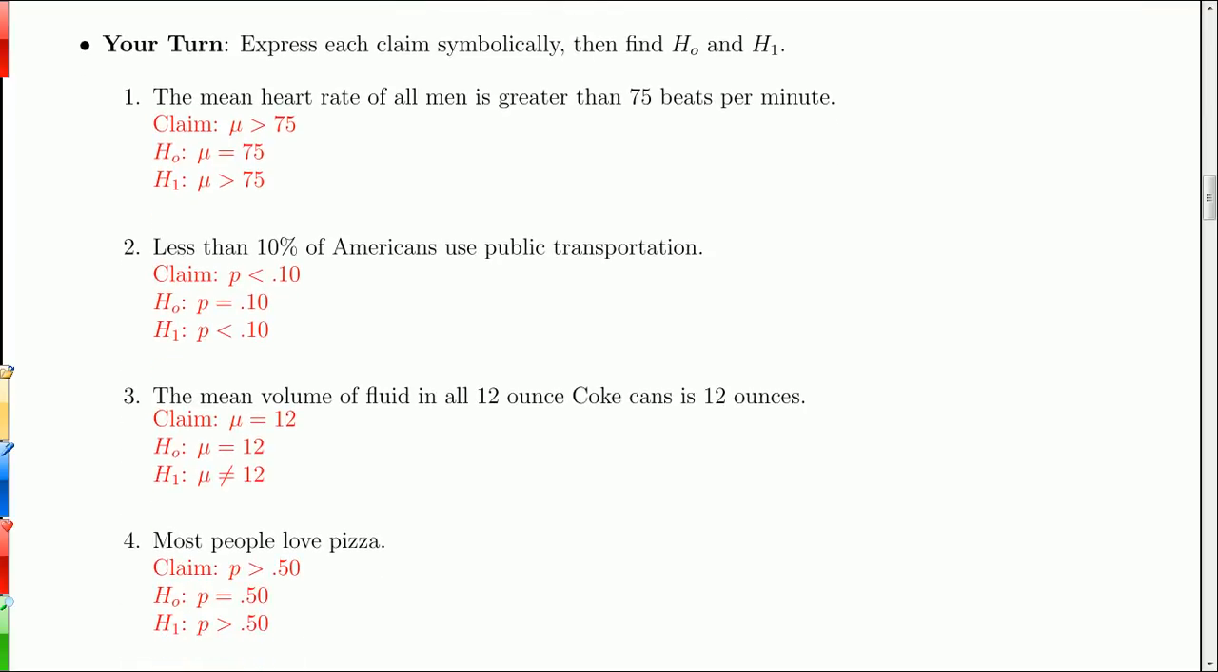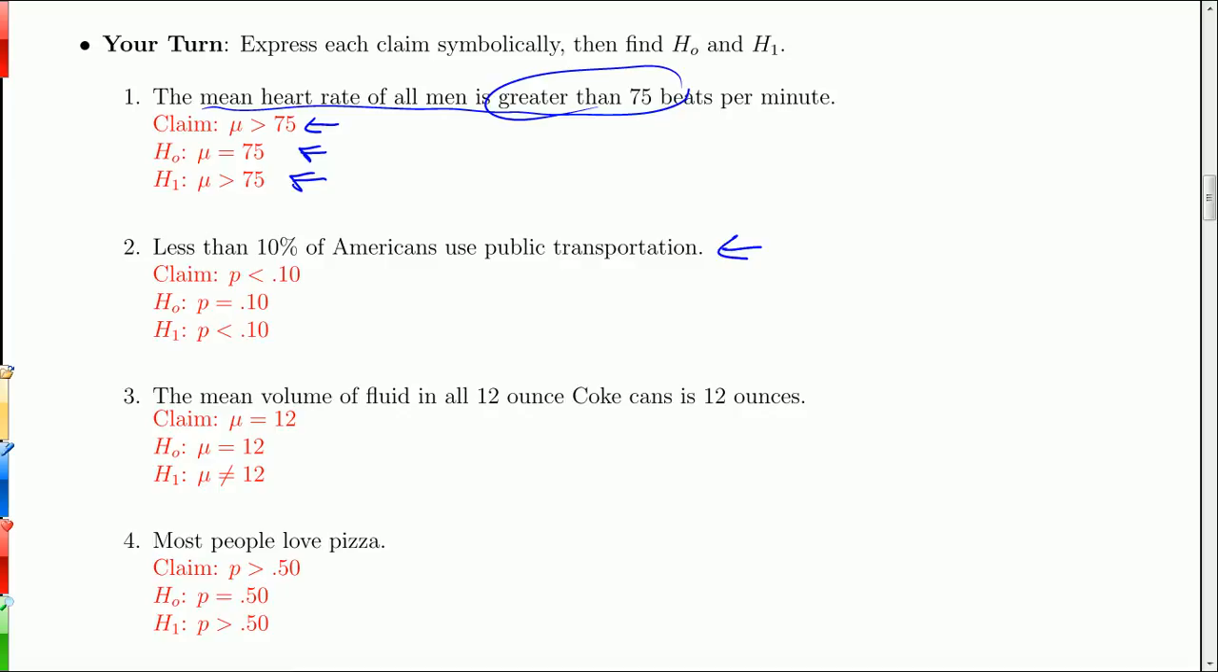Okay, so here are some examples. These are your turns, so they're not in your book. Express each claim symbolically, then find H0 and H1. The mean heart rate of all men is greater than 75 beats per minute. So the claim is that mu, the mean heart rate of all men, is greater than 75. The null gets the equal to sign. The alternate supports the claim, because it can do so and still be different from the null.